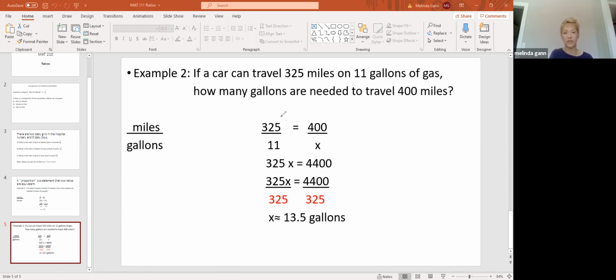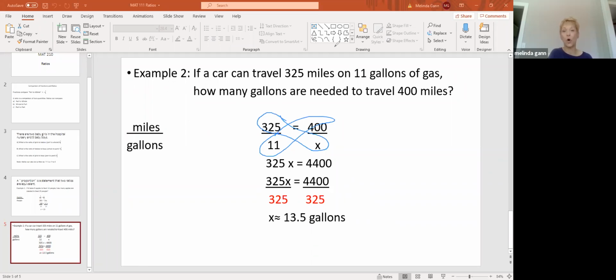Then I do product of extremes. So 325 times x is 325x equals. Then I do the product of my means right here. So I do 400 times 11. So I get 4,400. Now remember, I want to isolate my variable. So to get rid of that 325, I have to divide both sides by 325, because remember, division undoes multiplication. And again, I didn't get an exact answer. So I rounded off to about 13 5/10 gallons.